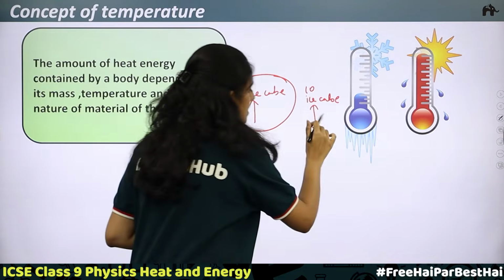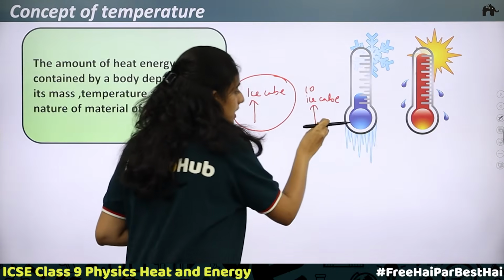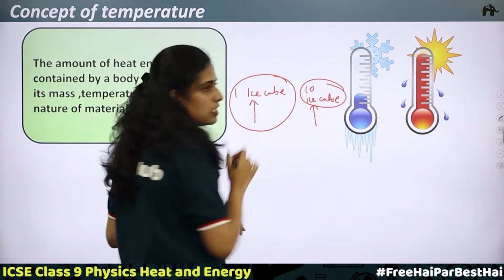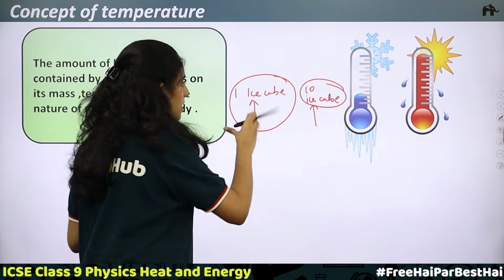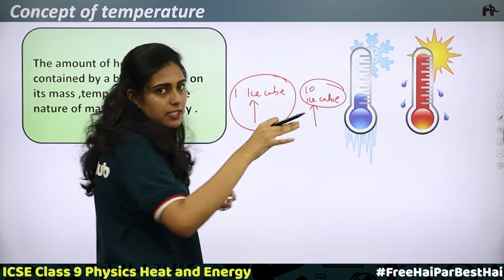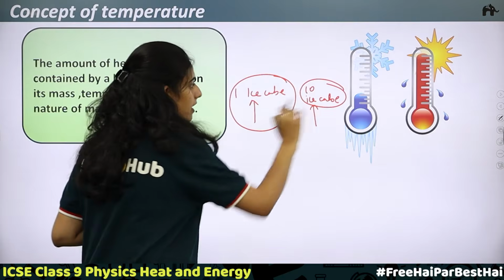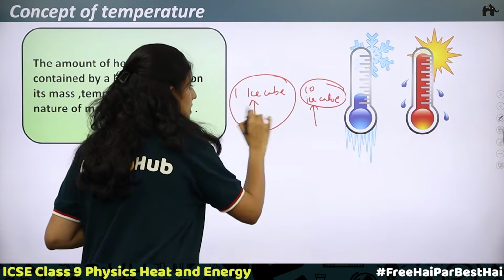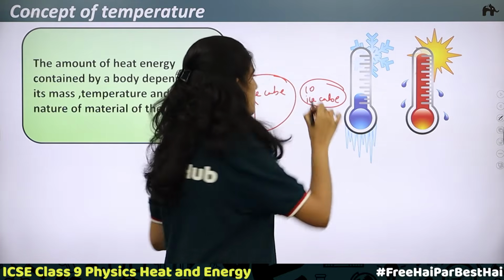So here, the same heat energy is supplied in both cases. The heat energy is used by 10 ice cubes. What happens when you supply heat energy to ice cubes? It will start melting when it reaches its melting point. So this energy is used by 10 ice cubes in this case, but here the heat energy is used by just one ice cube. So one factor on which it depends is mass.